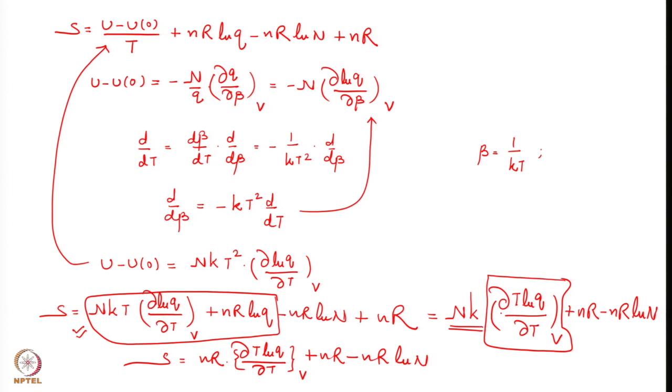For example, when you act upon T log Q by ∂/∂T, then it is the derivative of a into b. So T into ∂ log Q by ∂T at constant volume, this first term, then plus log Q, this term. NR is anyway common. Let us write this expression on the next page for further solving. So I have S is equal to NR ∂/∂T (T log Q) at constant volume plus NR minus NR log N.